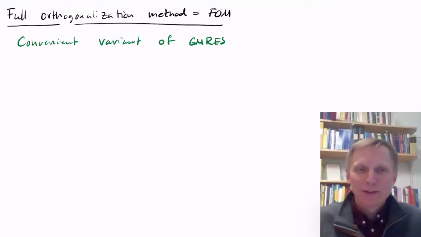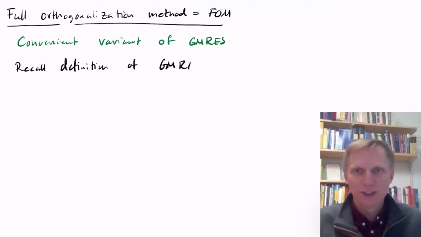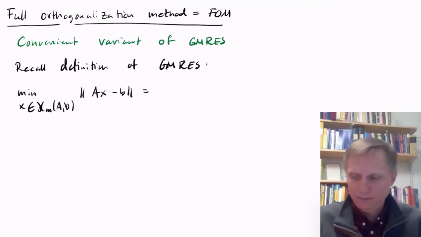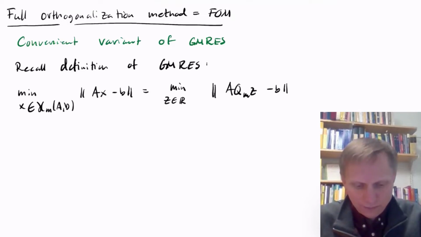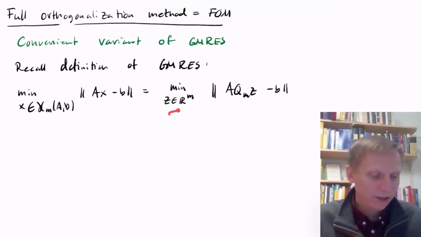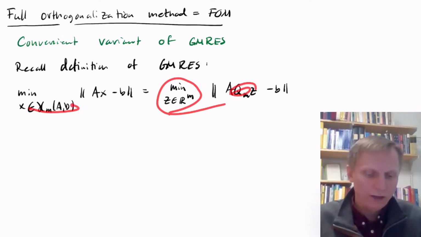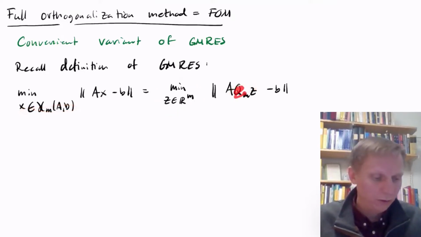The FOM method, or the full orthogonalization method, will be viewed as a convenient variation of GMRES. So let's first recall the definition of GMRES. I inserted here the parameterization of the Krylov subspace in terms of the Q_m matrix.